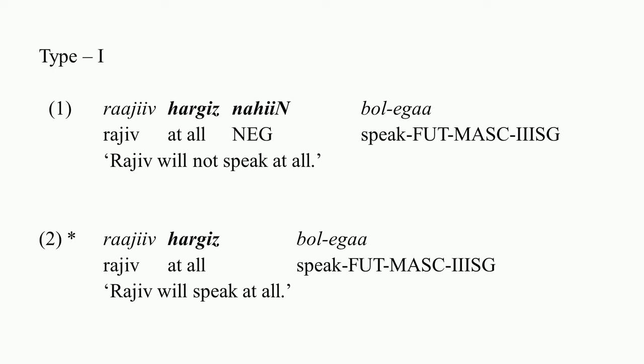Rajiv is the subject of the sentence and the rest of it is the predicate, where the verb is bolega, which carries agreement markers and future tense on it. Specifically, I want to draw your attention to the negative element. The negative element is nahi in Hindi, and as you see, it occurs right before the verb, that is, on the left of the verb. It is a verb-final language and it occurs right before the verb, to the left of the verb.